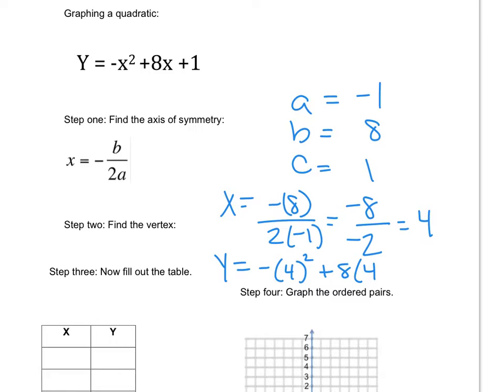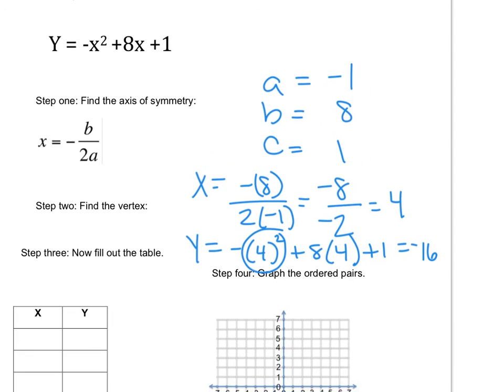So now you've got -4 squared plus 8 times 4 plus 1. So you'll have -16, because first we do 4 squared, you get 16, multiply by -1, and then plus 32 plus 1. So -16 plus 32 gives us 16, plus 1 is 17. So the ordered pair is going to be 4, 17.